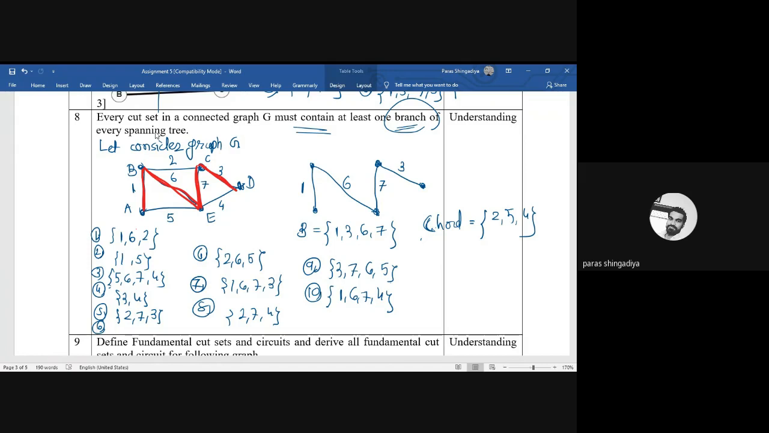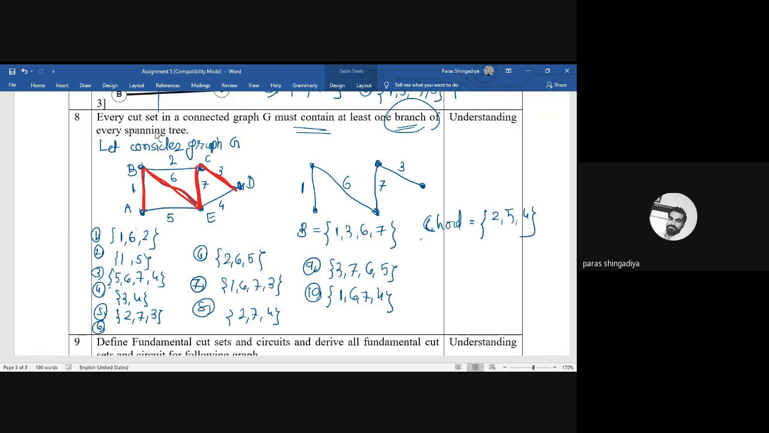1 6 7 3, so 6 and 7 are branches. 1 7 4, so 7 is a branch here. Clear? 3 7 6 5, so 6 is a branch, 3 is also a branch. 1 6 7 4, where 6 and 7 are the branches. Clear? So you can consider any spanning tree for this graph, and then derive all the cut sets. It will definitely involve at least one branch.